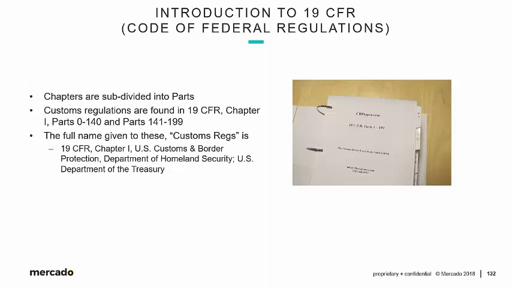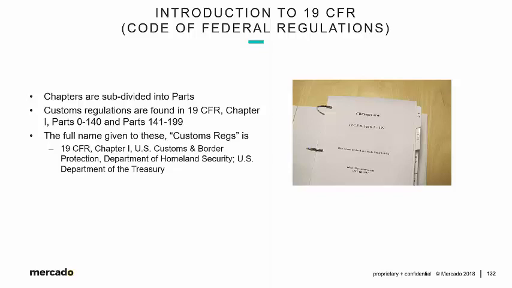Second bullet, to give a broader sense of what we're talking about, customs regulations are found in 19 CFR, Chapter 1, Parts 0 through 140, and Parts 141 through 199. As we will see in an upcoming example, the full name given to these customs regs, as they're referred to in shorthand, is 19 CFR, Chapter 1, U.S. Customs and Border Protection, Department of Homeland Security, U.S. Department of the Treasury. We have our title, we have our chapter, and we have the agencies or agency that is responsible for their enforcement.